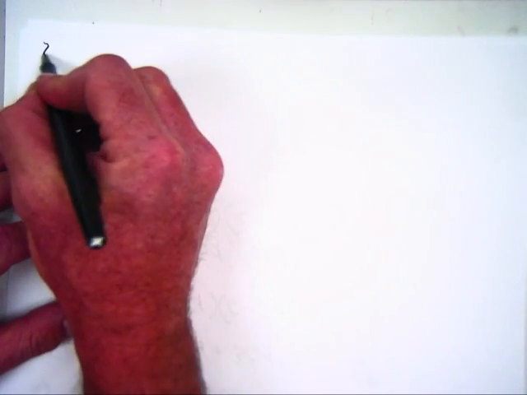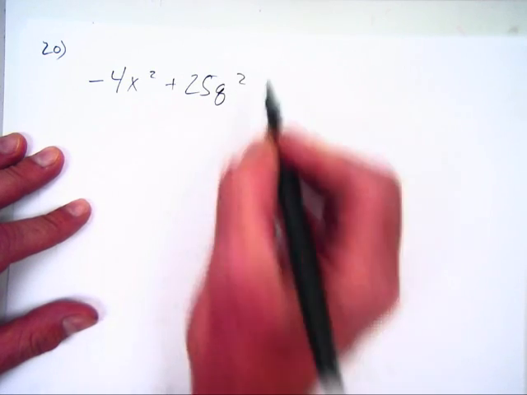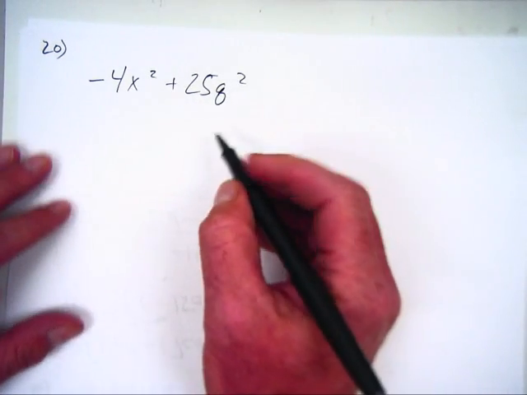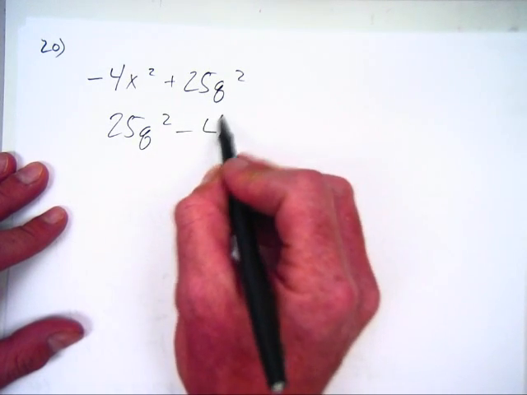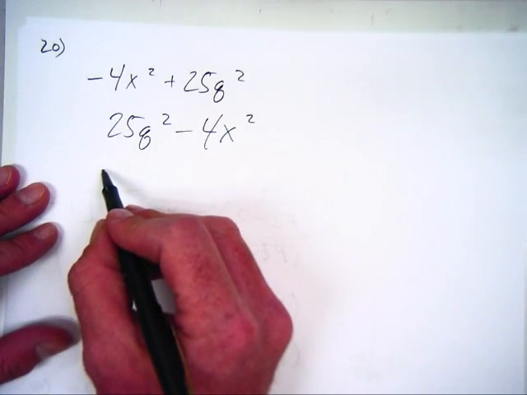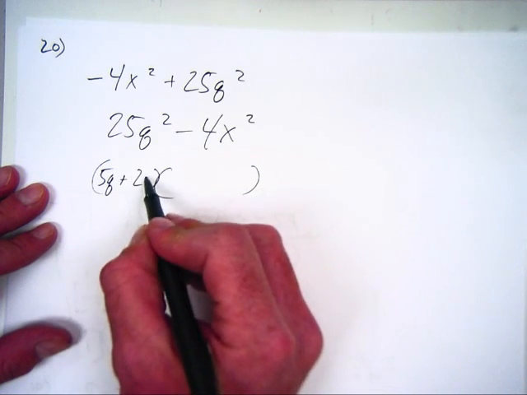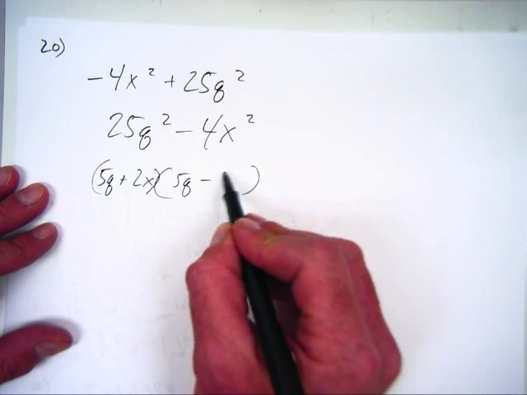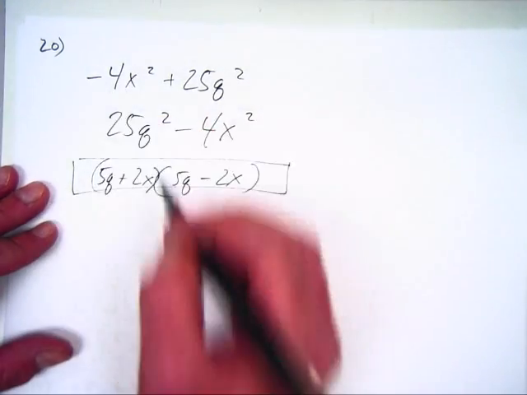Number 20. Negative 4x squared plus 25q squared. We can either factor out a negative, but the easier way is just to rewrite this as 25q squared minus 4x squared. Now it's a difference of two perfect squares, so we can rewrite it as 5q plus 2x, 5q minus 2x. That's our final answer.